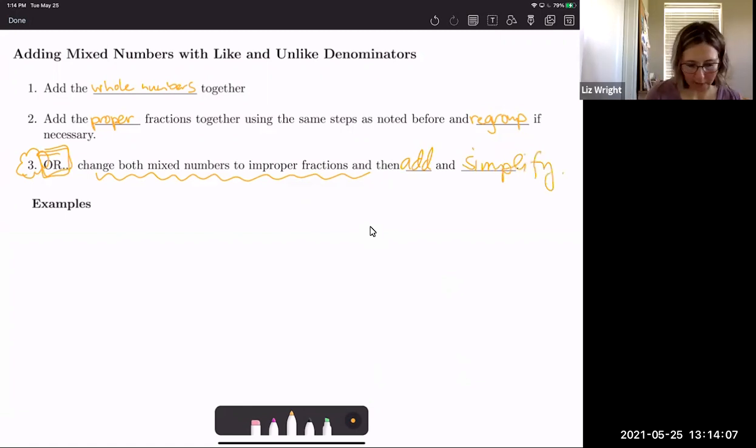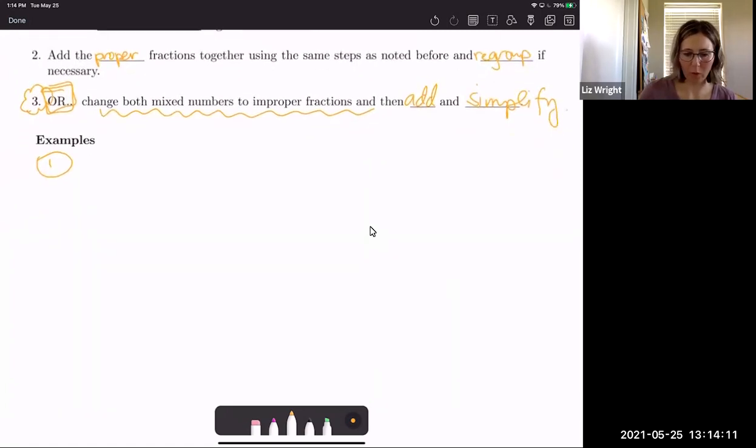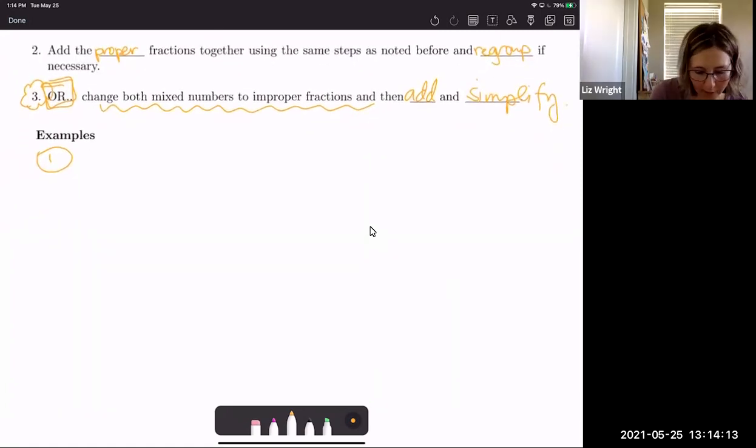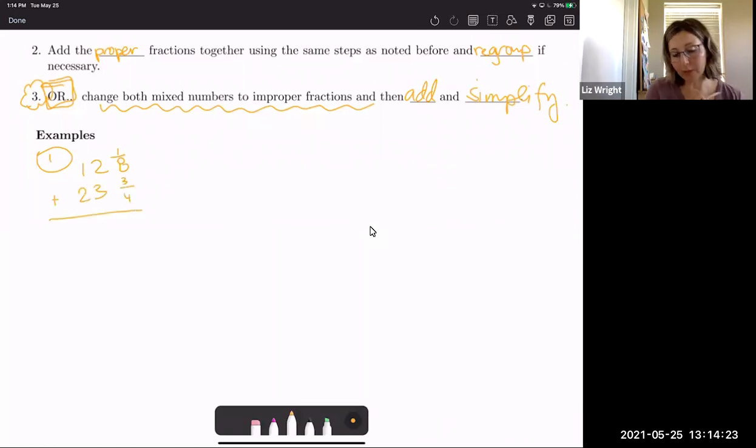All right, number one. So our first one is we've got 12 and 1/8. And if we are adding 23 and 3/4. So I kind of like to regroup first instead of doing the improper fractions, but you can totally do improper fractions if you would rather. But let me show you the first way. The first way, so this is called regrouping.